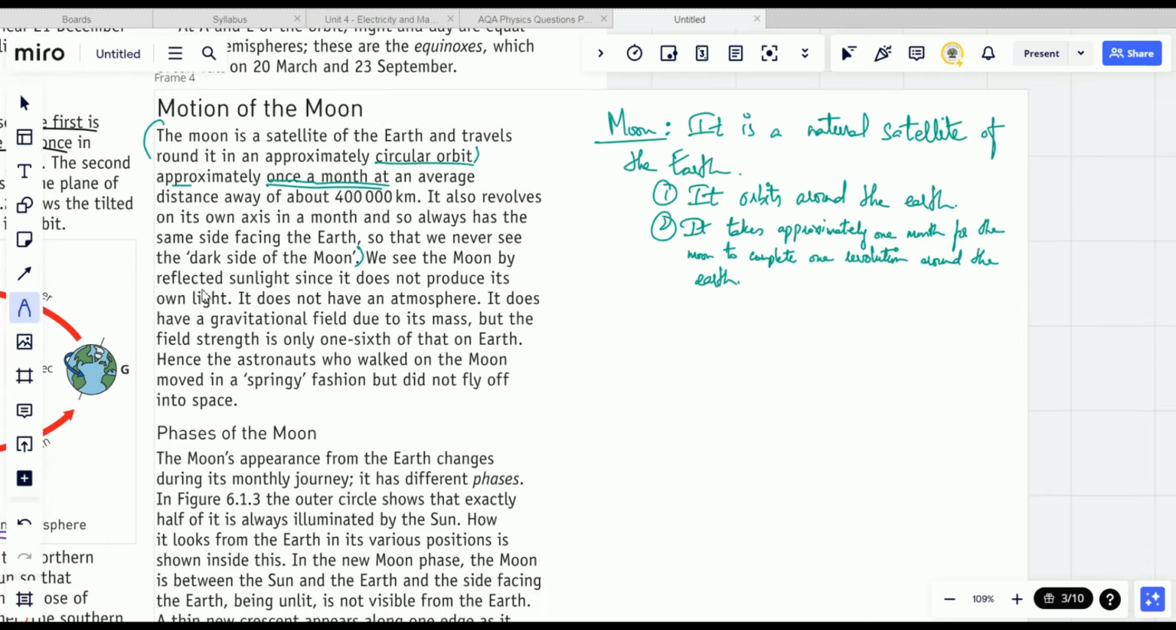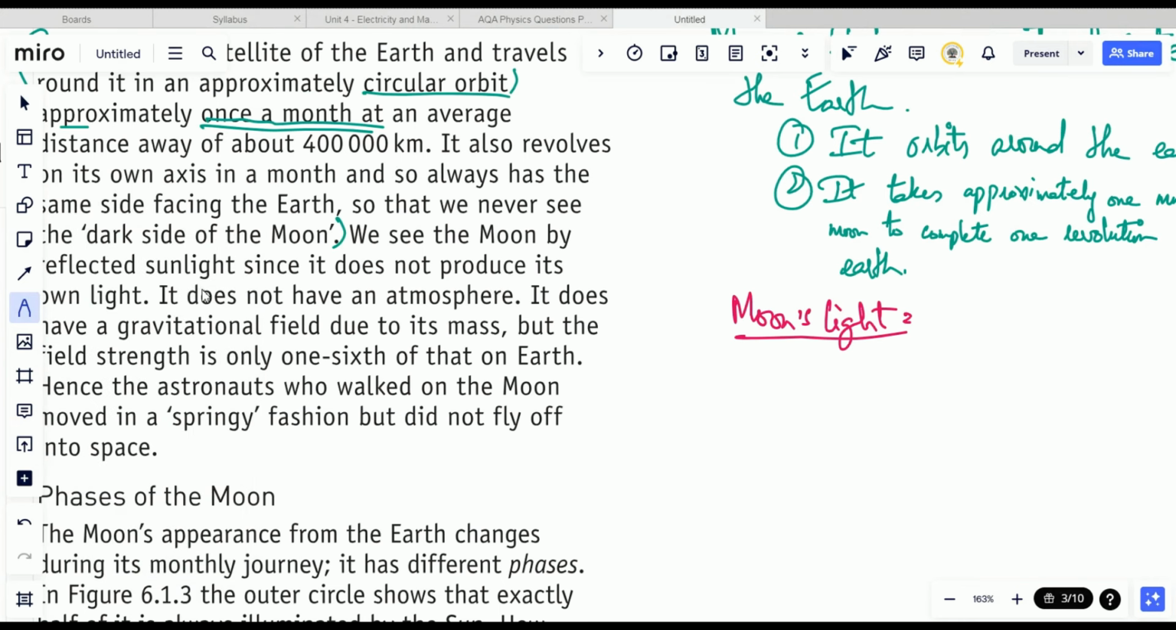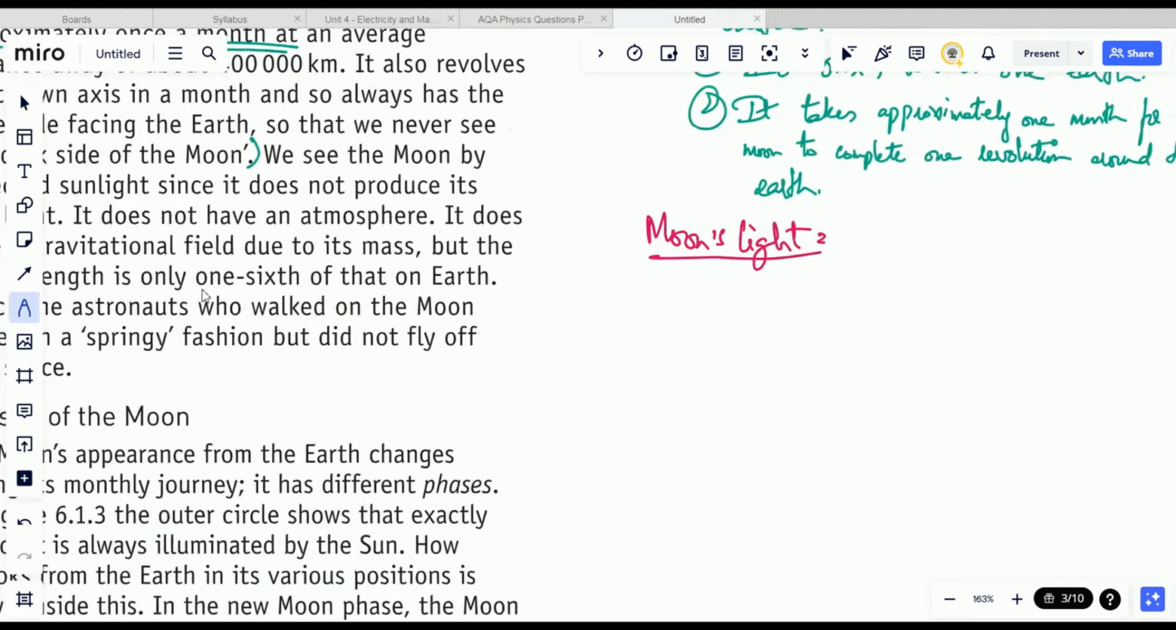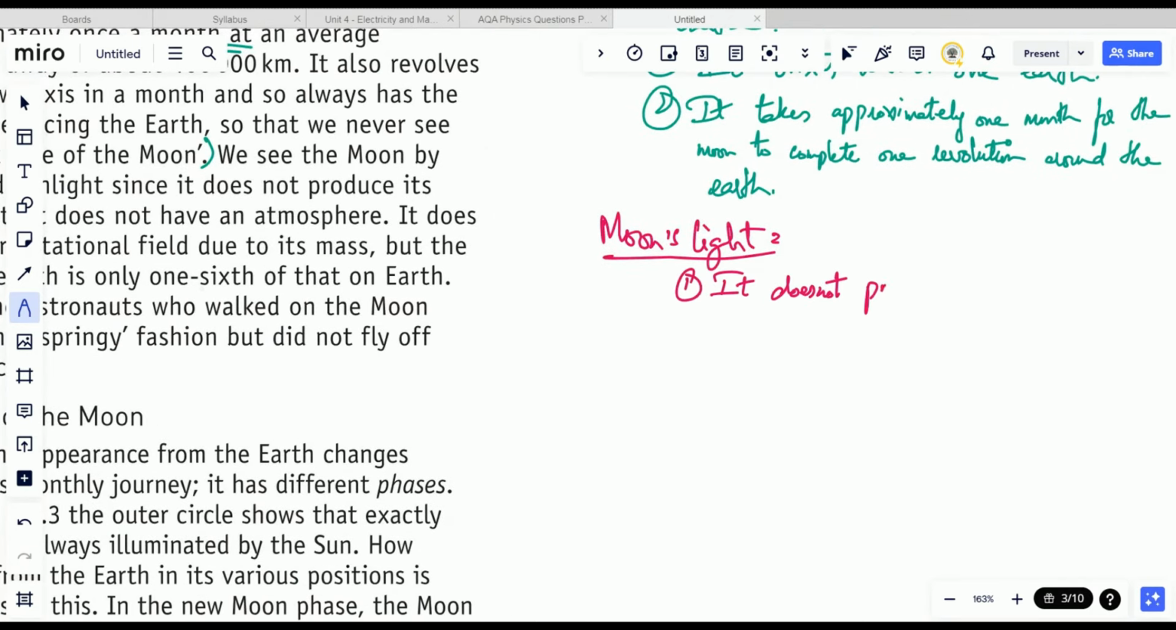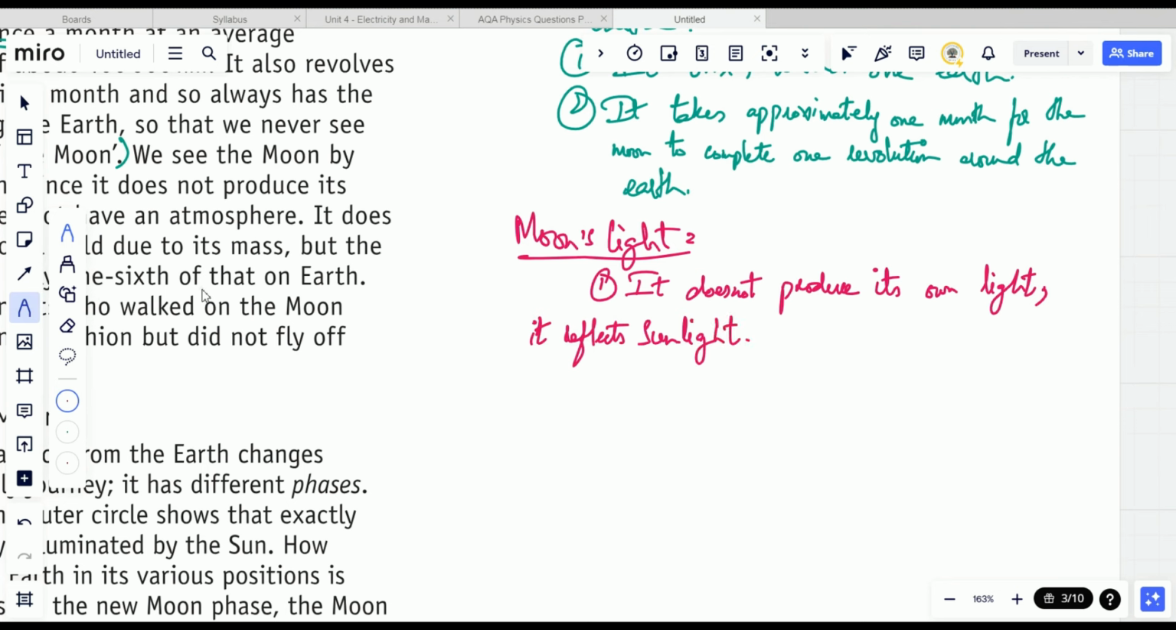So, how do we start? I'll change the color. Let's talk about the moon's light. What do we know about it? The first thing is that it does not produce its own light. So how do we get the light from the moon? It reflects sunlight. Is this part clear?